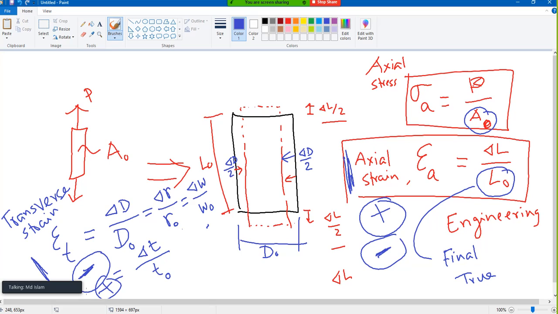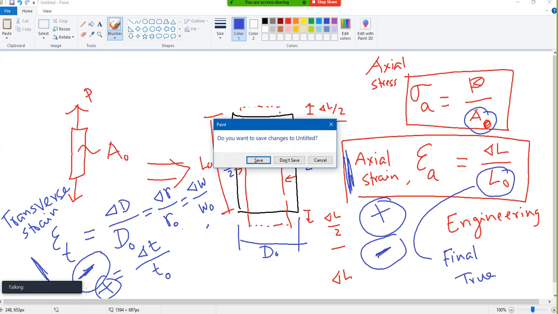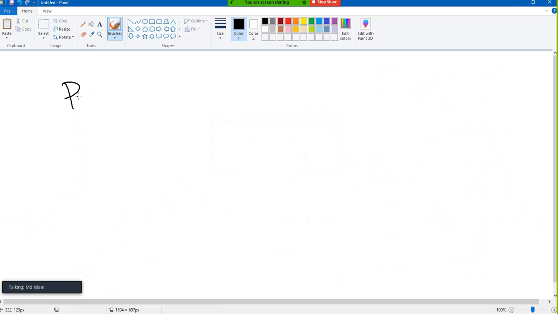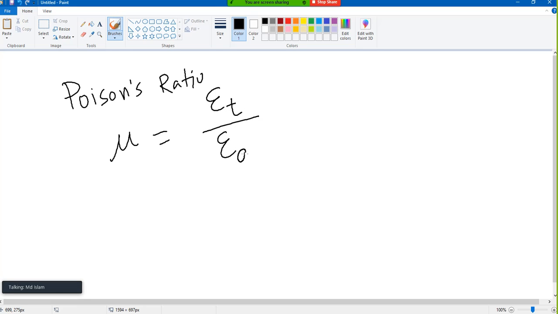So now we will define a new parameter which is called Poisson ratio. Okay, I'll go to a new slide. Hopefully you wrote it down. If you did not, 2 more seconds. So Poisson ratio. We use this symbol mu. It is the ratio of transverse strain divided by axial strain. Ratio of transverse strain and axial strain. And this will have a negative sign.